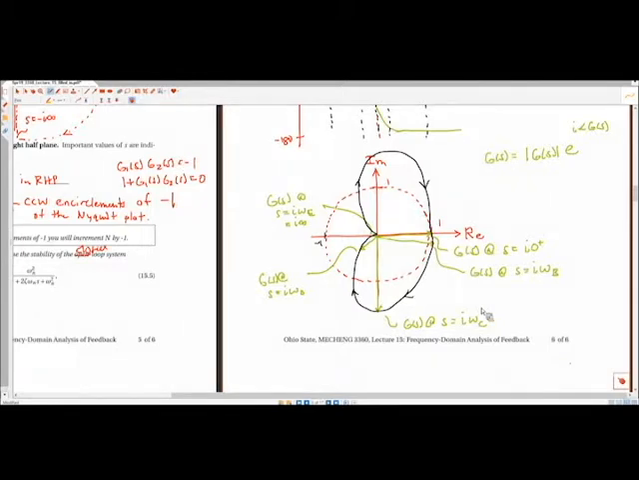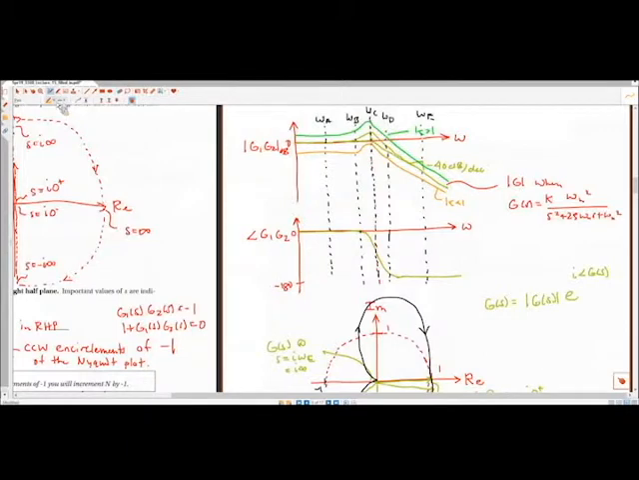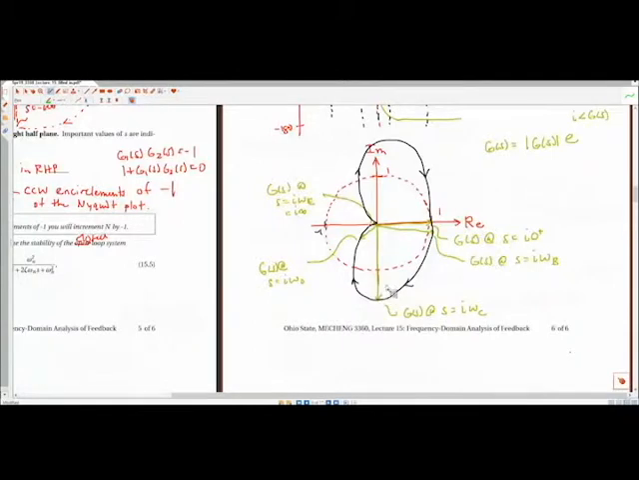So let me try and match my colors here. We have K greater than 1. What that's going to do is take the same exact shape for the Nyquist plot, and now it's just going to be larger, right? Because the gain, or the vector length for all these points which we considered, is now a larger number. I'll put my arrows to show what direction this is circling, and this would be K greater than 1.